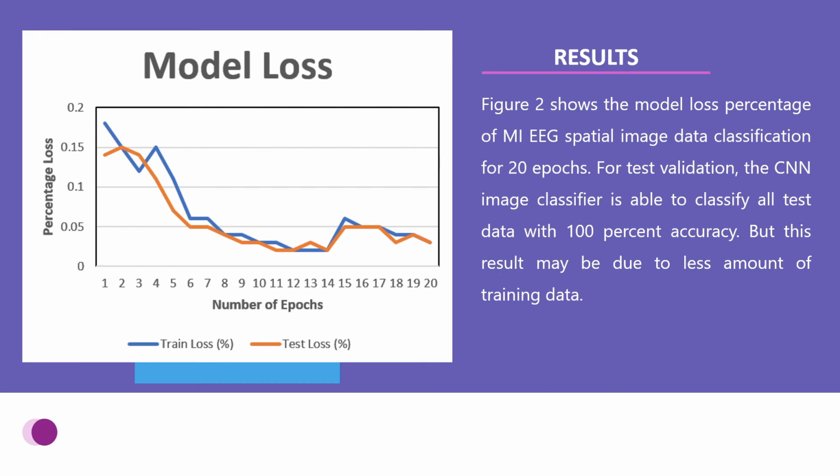The results of this research show that the model loss percentage of MI-EEG spatial image data classification for 20 epochs is able to be reduced. For test validation, the CNN image classifier is able to classify all test data with 100% accuracy, but this result may be due to the small amount of training data. Therefore, further research must be done in order to increase the overall accuracy of the image classifier.